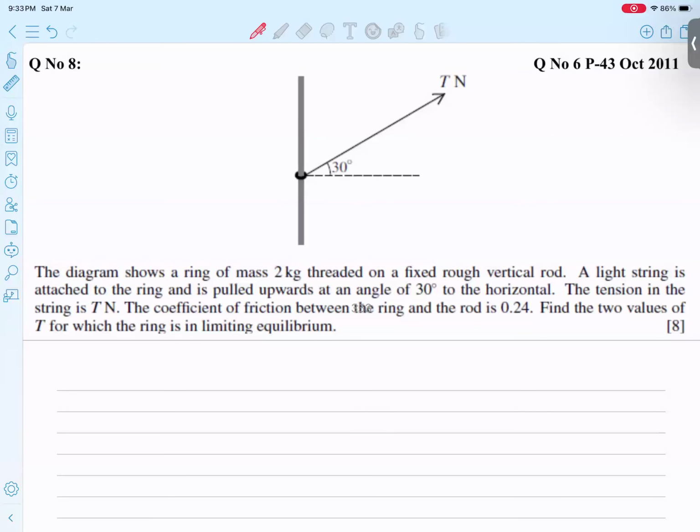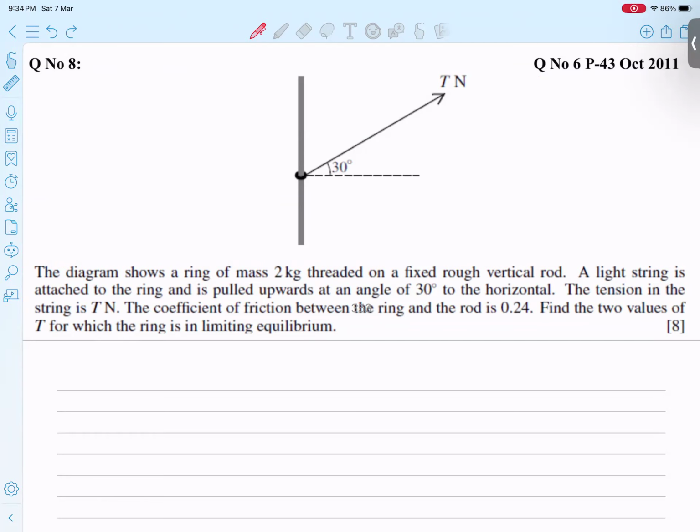Bismillah Rahman Rahim. This is October 2011, variant 43, question number 6, and the topic is rings. Before I start, I want to tell you some basic idea.